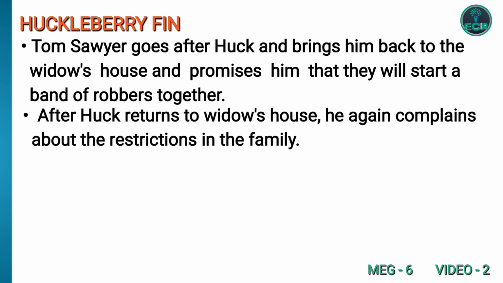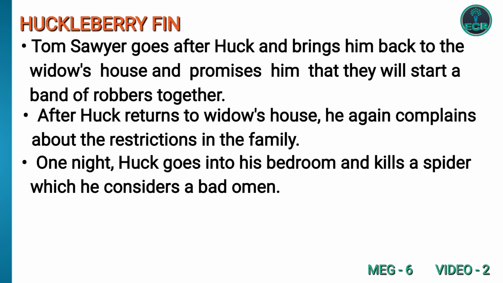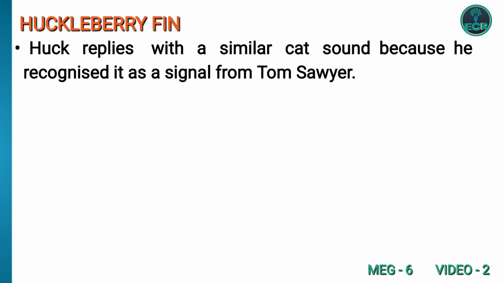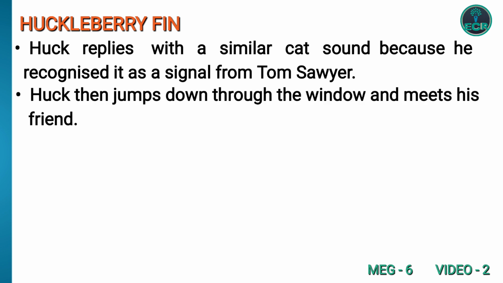After Huck returns to the widow's house, he again complains about the restrictions in the family. One night, Huck goes into his bedroom and kills a spider, which he considers a bad omen. Meanwhile, Huck hears a soft sound of a cat coming from outside his window. Huck replies with a similar cat sound because he recognizes it as a signal from Tom Sawyer. Huck then jumps down through the window and meets his friend.